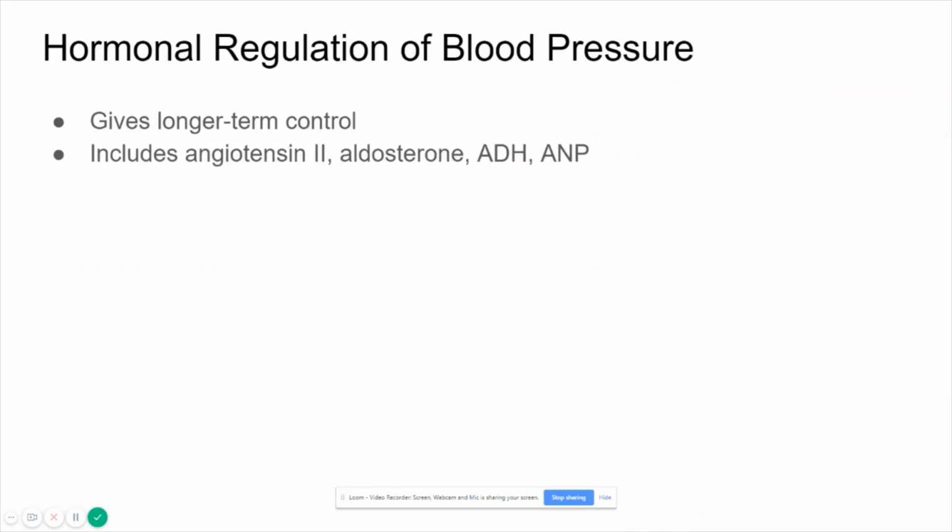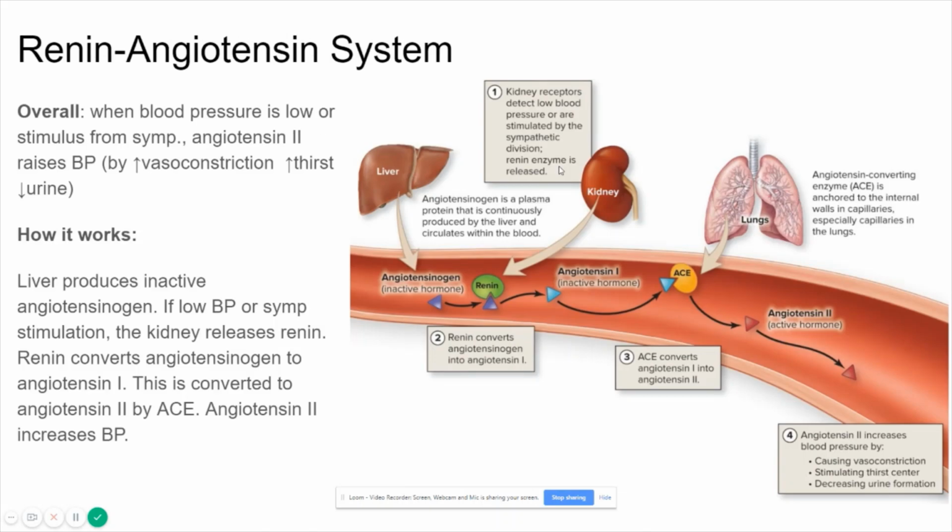Okay, so both of those things, baroreceptors and chemoreceptors, are types of neural regulation that provide short and quick control over your blood pressure. You have hormones also that give you much longer term control, and they include angiotensin II, aldosterone, antidiuretic hormone, and atrial natriuretic peptide. We'll go into a little bit of detail, just a little, about the renin-angiotensin system, and then the others I'll just give you an overall picture of how they work.